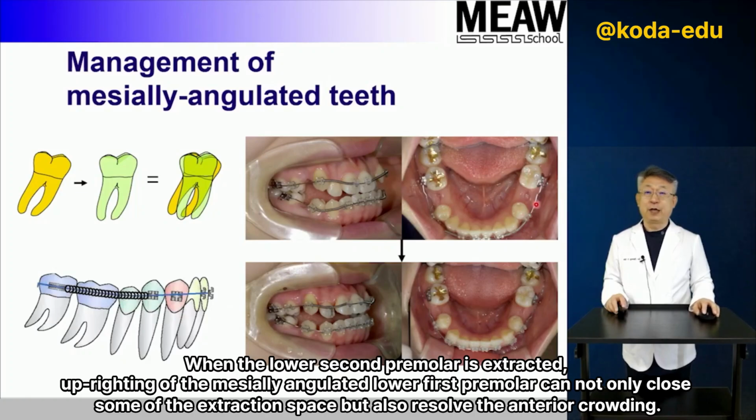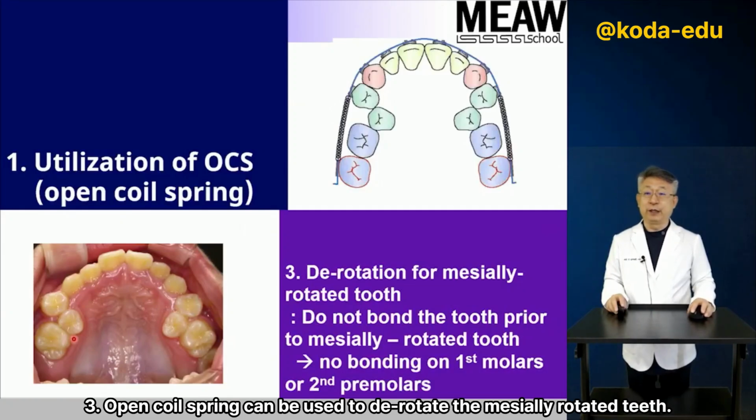When the lower second premolar is extracted, uprighting of the mesially angulated lower first premolar can not only close some of the extraction space, but also resolve the anterior crowding. 3. Open coil spring can be used to derotate the mesially rotated teeth.